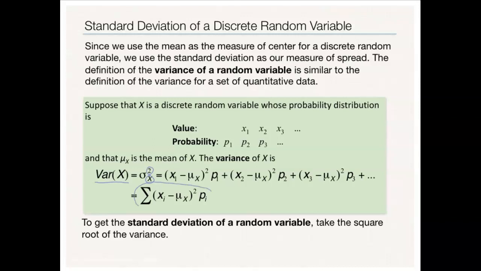This is really what you want to write down. So you take each value, you subtract the mean, you square it, and you multiply by the corresponding probability. You do that for every single outcome, and then you add all those up. That gets you the variance. If you want the standard deviation, you would take the square root of that whole thing.